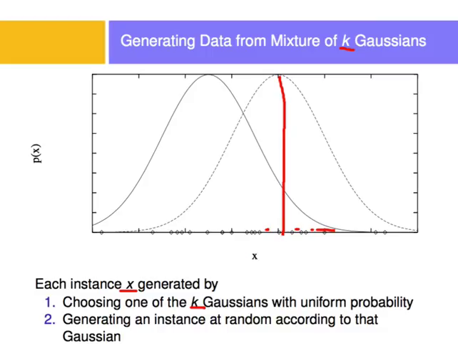Another example could be height. If you're female, you have a distribution of heights, and if you're male, there's a different distribution of heights, right? So the data would be generated by saying, okay, let's pick first whether we want to generate data for female or for males, and then randomly picking from the distribution.